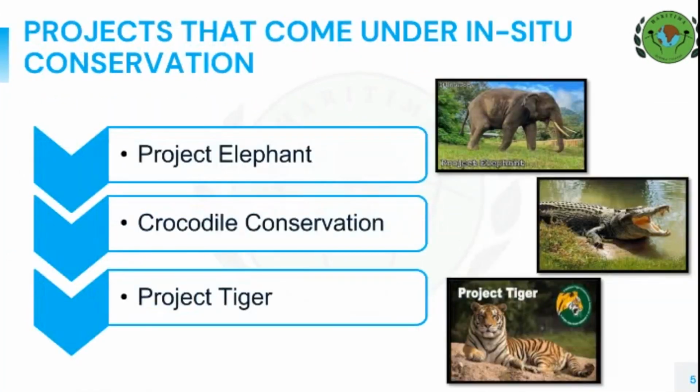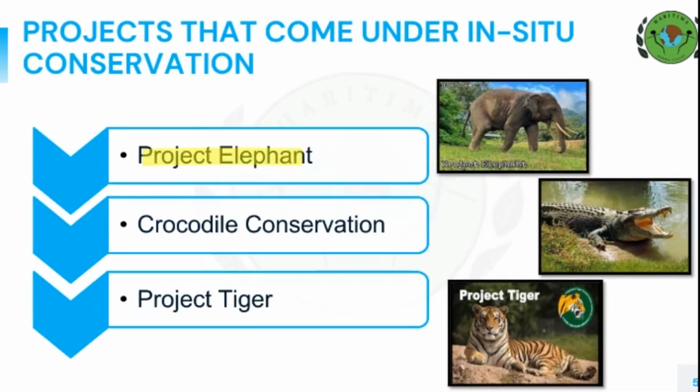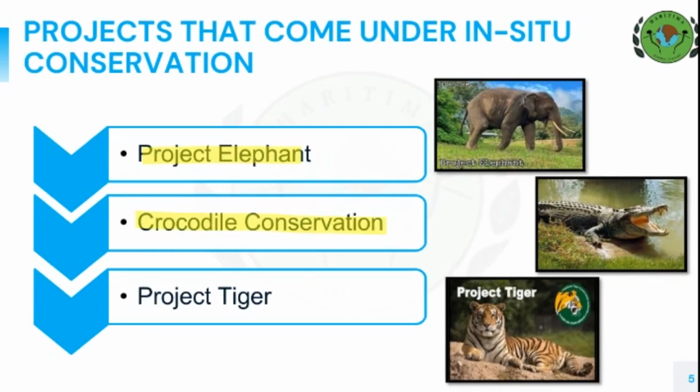Projects that come under in-situ conservation. Basically, there are three main projects which come under it. These are Project Elephant, Crocodile Conservation, and Project Tiger. Let's have a small knowledge about these. Project Elephant was launched in 1992, which aims to protect elephants and to promote not harming elephants for their teeth. Crocodile Conservation was started in 1975 with the objective to rebuild their population in the wild and restocking the sanctuaries.